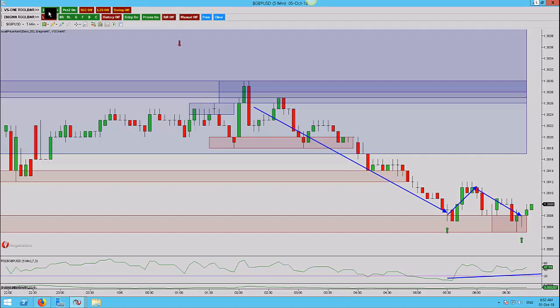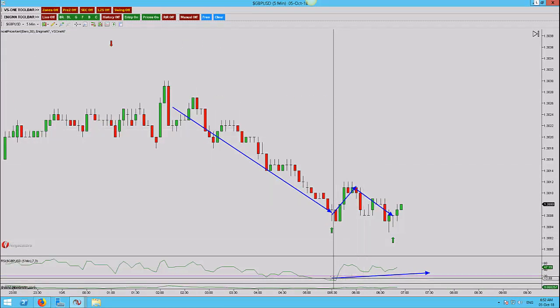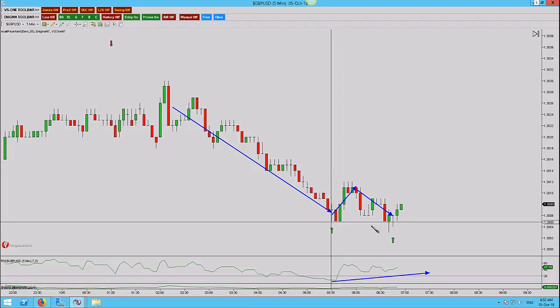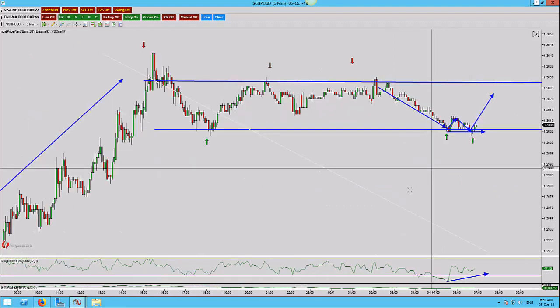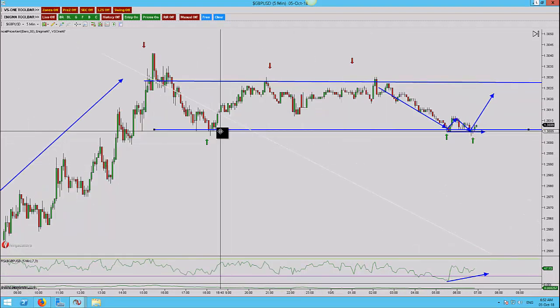Oh, come on, there we go. Okay, you can actually see it a little better here. So there's the test. You can see here we've come down and validated our double bottom. We have not broken below, and you can look for an extension here. And again, here on the 5 minute, it's still perfectly valid.